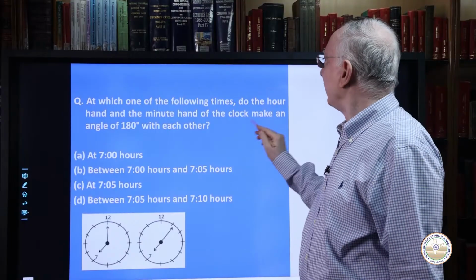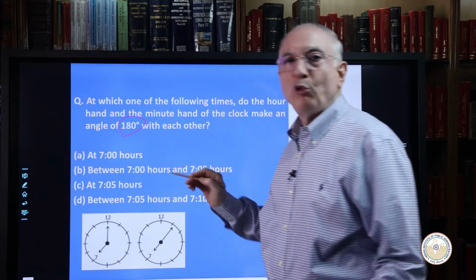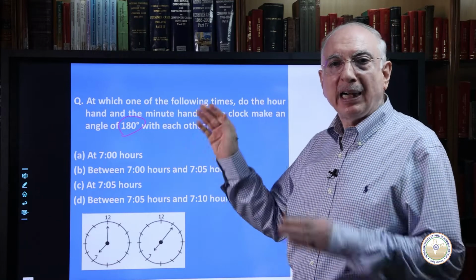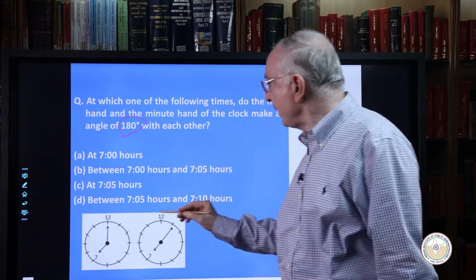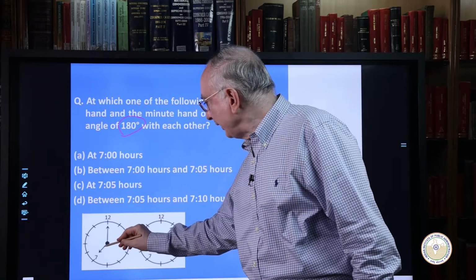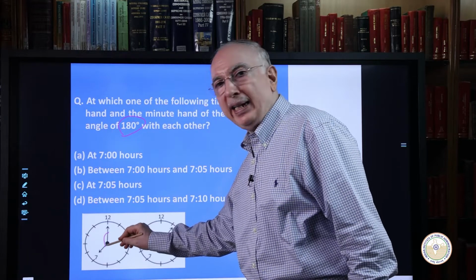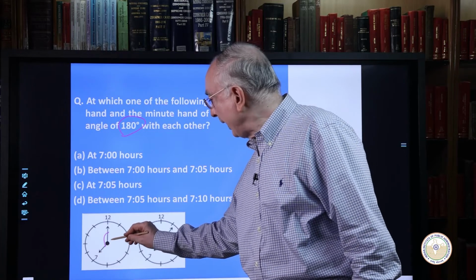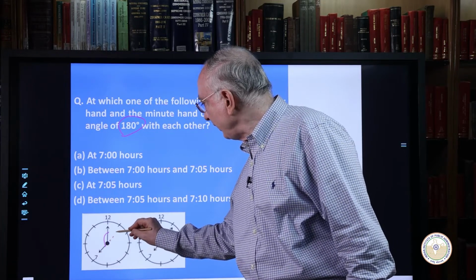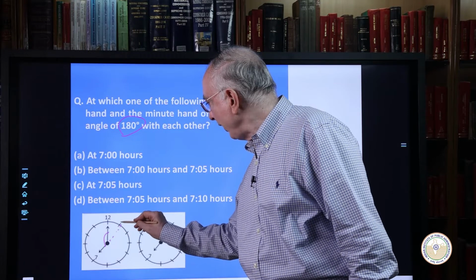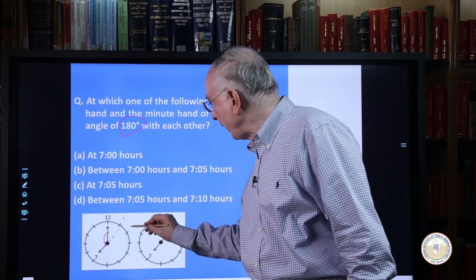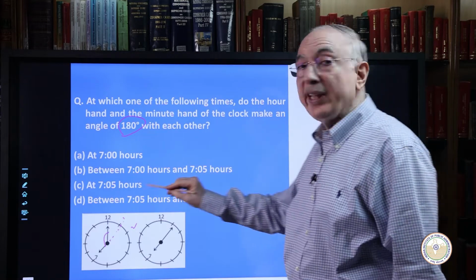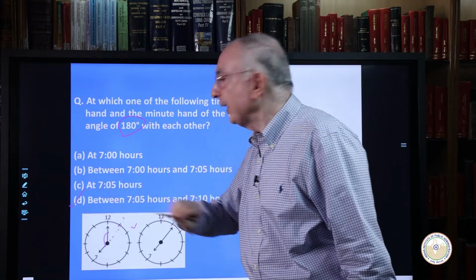Next question, 180 degree. When can 180 degree be made? When the hour hand and the minute hand are diametrically opposite. Look at this, this angle is not 180. Suppose it is at 7 o'clock. Now when will it make 180 degree? When it is diametrically opposite, that means somewhere between 1 and 2, that means between 5 hours and 7-10 hours. Therefore option D is the correct answer.